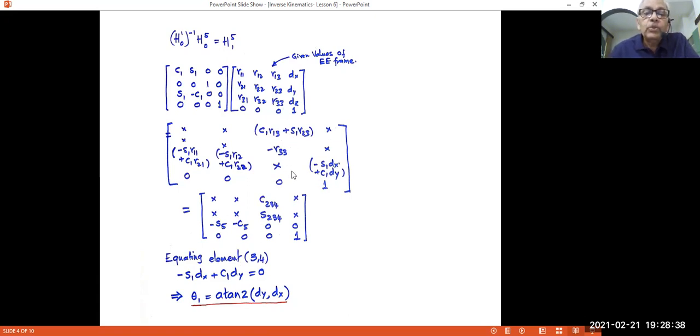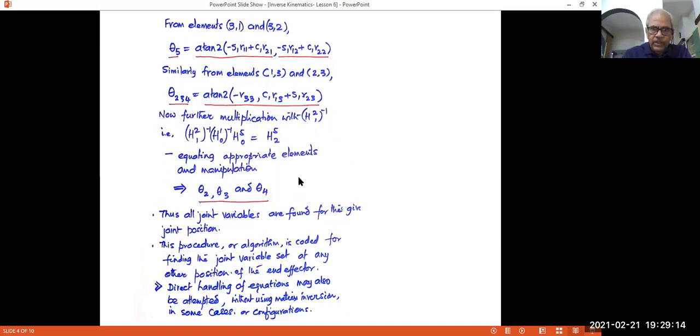Similarly, these two are C234 and S234, where 234 is theta 2 plus theta 3 plus theta 4. Cos of that we write as C234, and similarly S234. These two terms are now available to us as numbers because theta 1 is already known, and the other elements R31, R32, R33 are given to us. So these are available as numbers, and they are equivalent to cos and sine of this. So atan2 of this comma this is going to straight away give us theta 2 plus 3 plus 4.